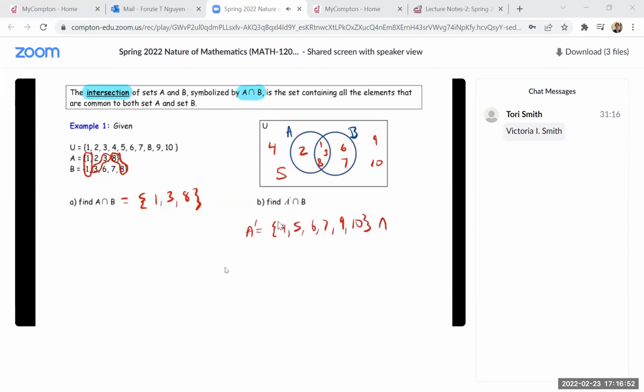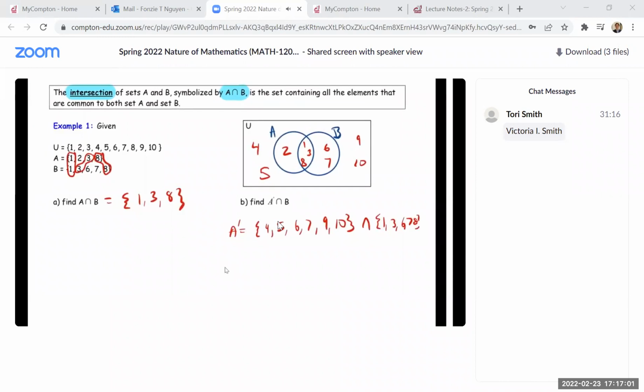And then they want the intersection with B. Well, B is 1, 3, 6, 7, 8. All right, so here's B, 1, 3, 6, 7, 8. So what's the intersection between these two sets? In other words, what do they have in common? 6 and 7. I think that's it, right? Yeah, that's it. So the answer would be the set containing 6 and 7.